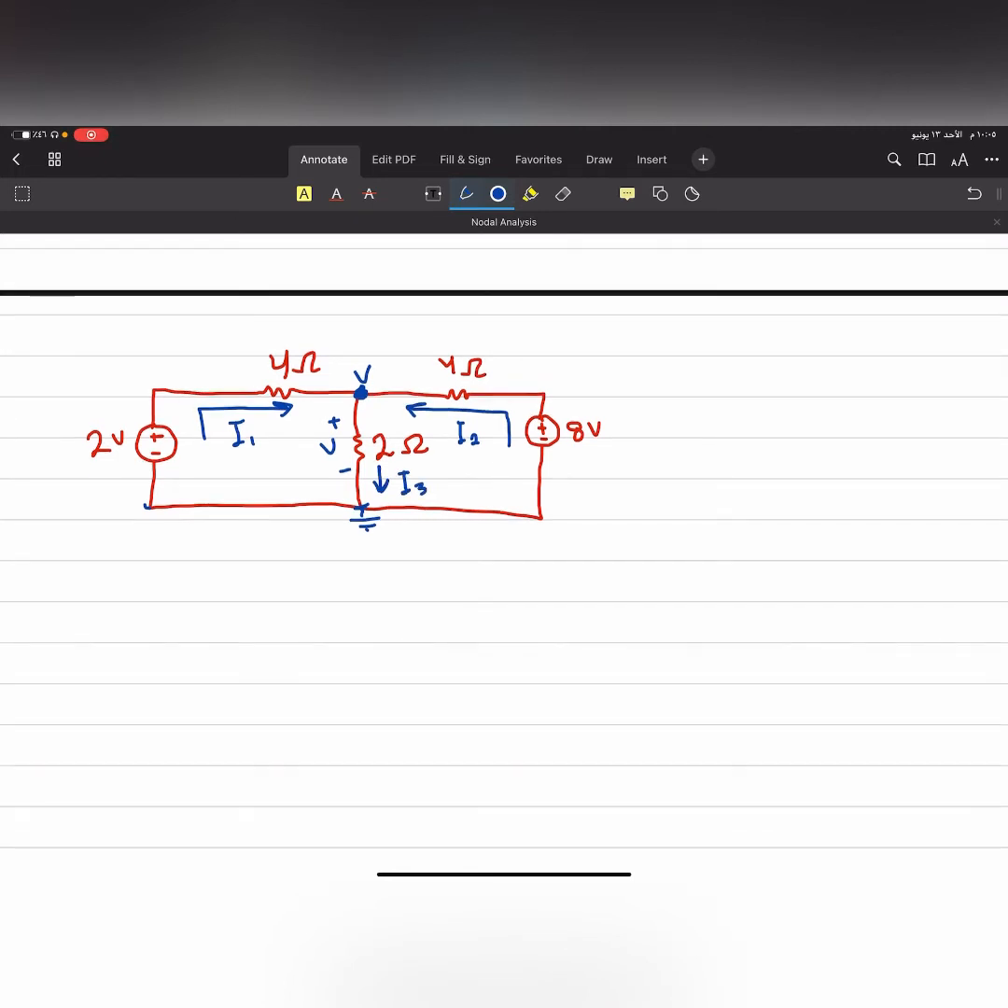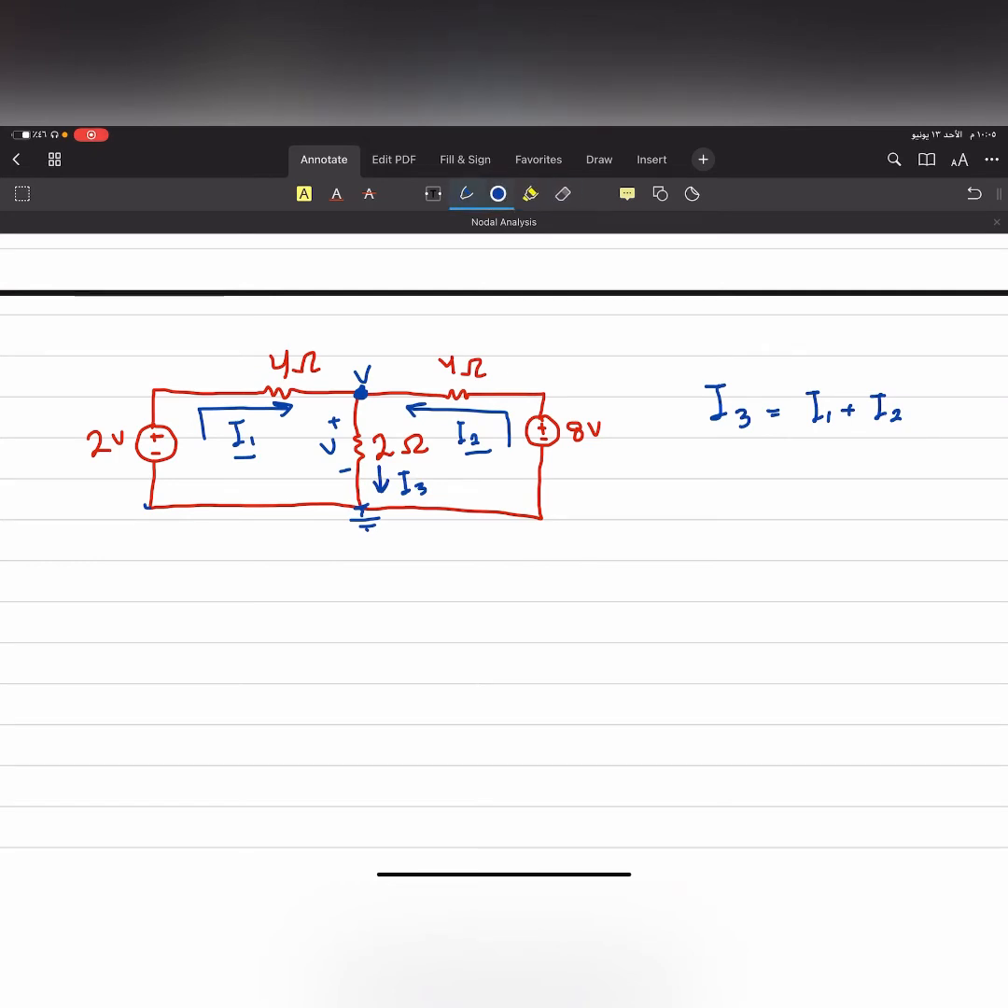Using Kirchhoff current law, I will have that I3 is equal to I1 plus I2, because I2 and I1 are entering the node while I3 is leaving the node. So the leaving currents equal the entering currents. This is the Kirchhoff current law. How easy it is, right? The entering currents equal the leaving currents.